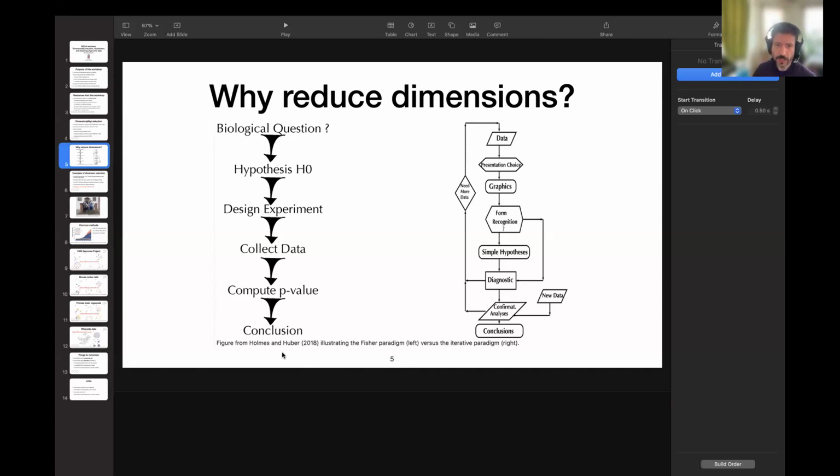And this is a figure from a textbook from Holmes and Huber, and this is listed in the introductory notebook that I have there. But it's a really great notebook if you just want a textbook on statistics, like modern statistics for modern biology. So that might be the title of the textbook.